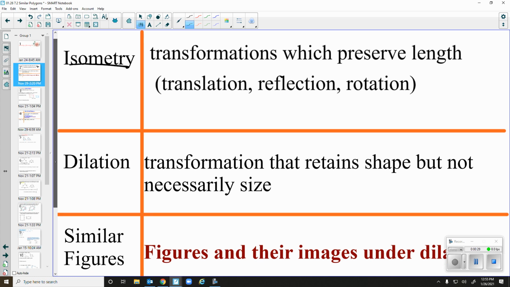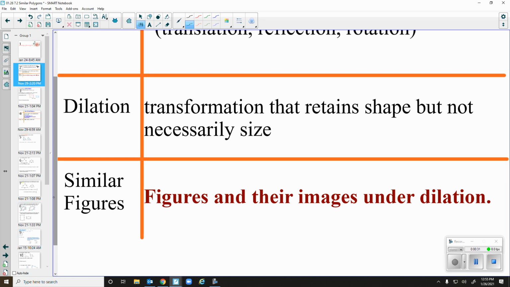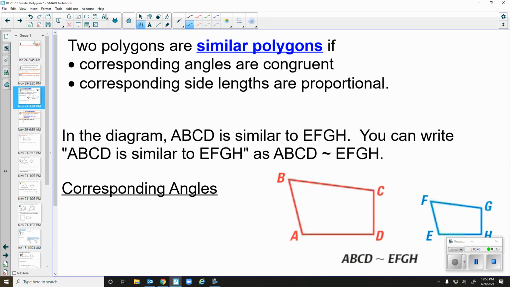It's a dilation where it is maintaining that same shape, but not the same size, so enlarging and reducing. We're not doing anything on a coordinate plane. We did do dilations on a coordinate plane before, but we are not doing that with this section. We are looking at just two figures in general. Similar polygons have corresponding angles that are congruent and sides that are proportional. Angles are congruent, sides are proportional.